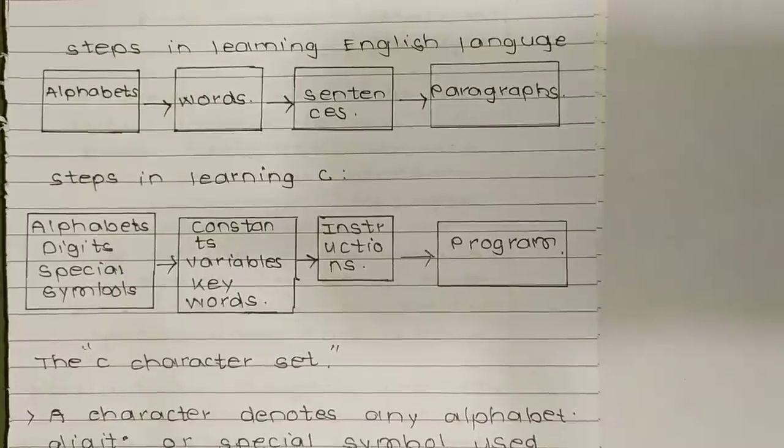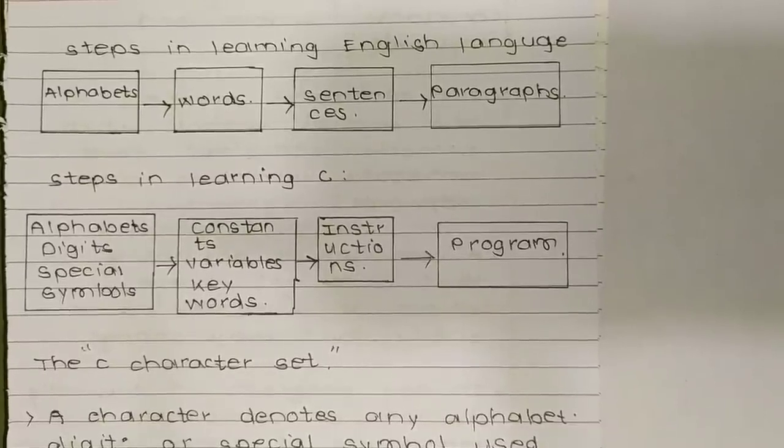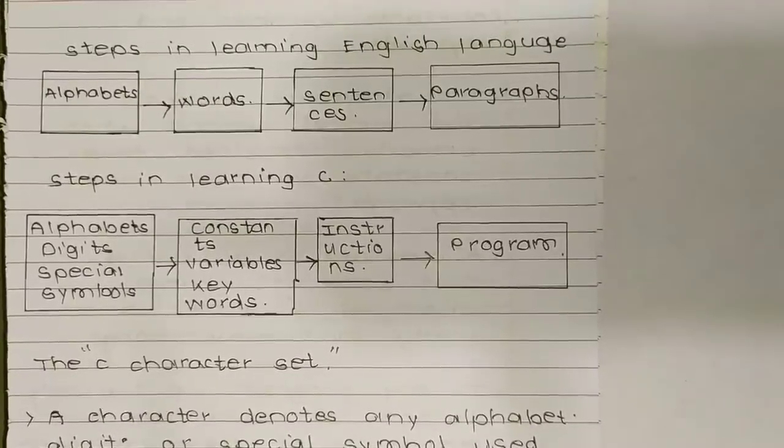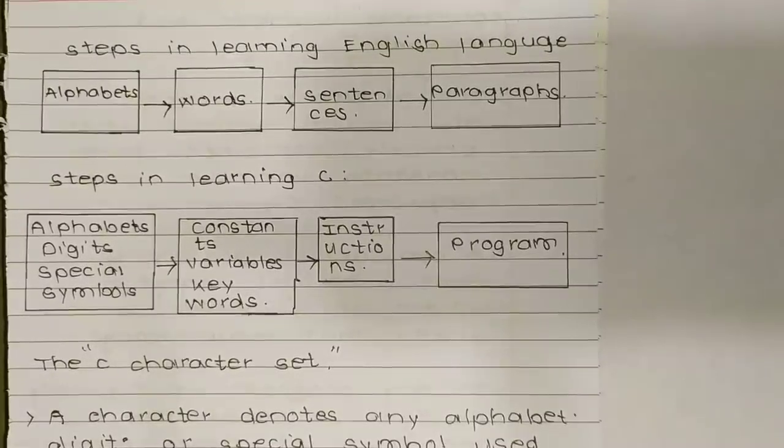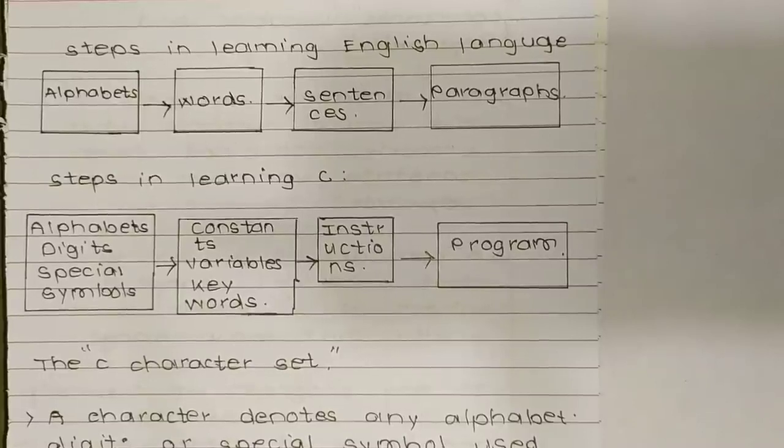Steps in learning English language. First we have to learn alphabets, then we have to learn words, then we have to learn sentences, and then we have to learn paragraphs. So these are the steps involved in learning of English language.